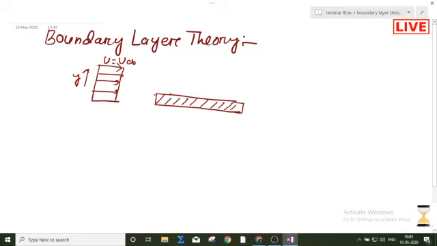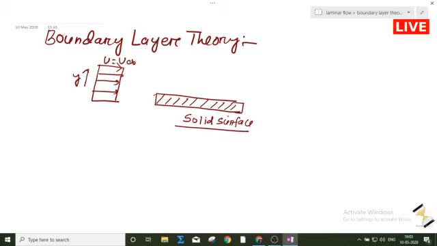The very first layer of the fluid, which is near the solid surface, just near the solid surface, what is the velocity of the fluid particle there? The velocity of the fluid particle will be 0 right over there. Due to the van der Waals force of attraction, or I can say due to the adhesive force between the water molecules and the solid surface, the velocity of the fluid particle nearer to this will become 0.